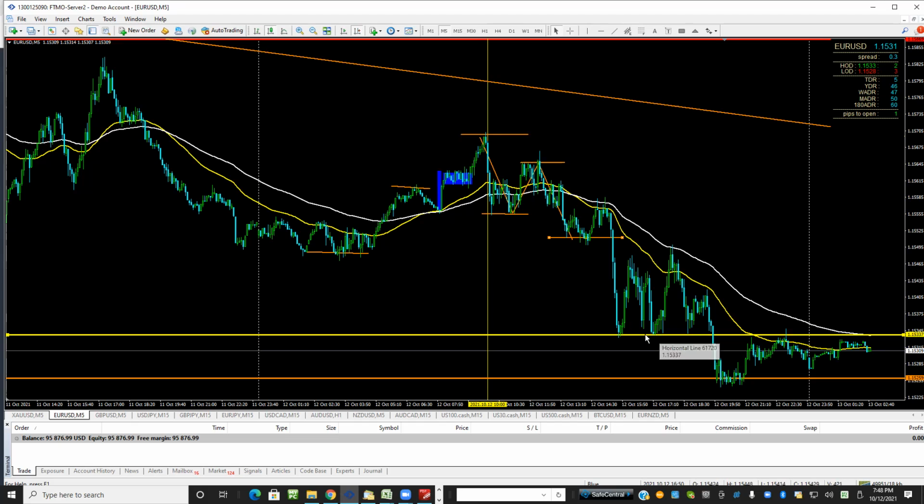It could have come down here and I wouldn't have been as anxious to jump on this because it's already tested this support once, twice, three times. I would have expected it to bounce off of this. So would you have gotten in when it went below it? Nope, I would not.